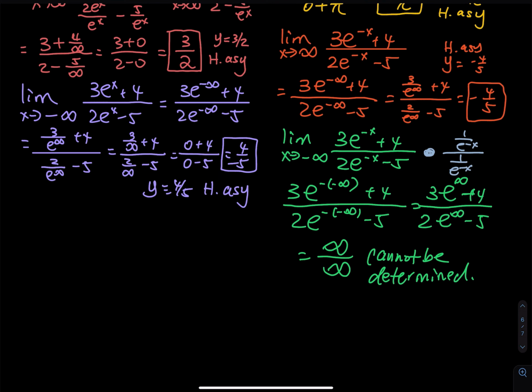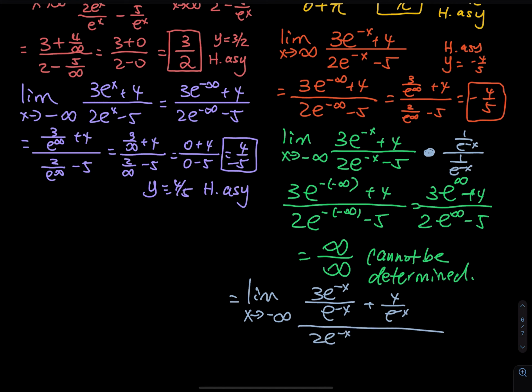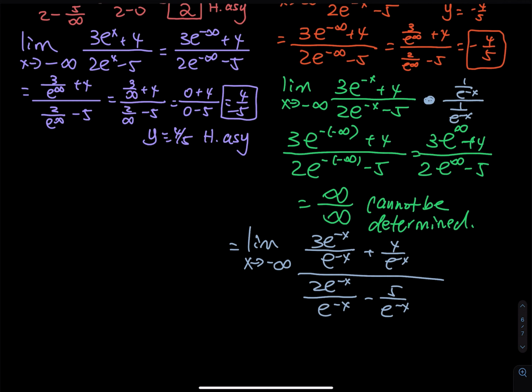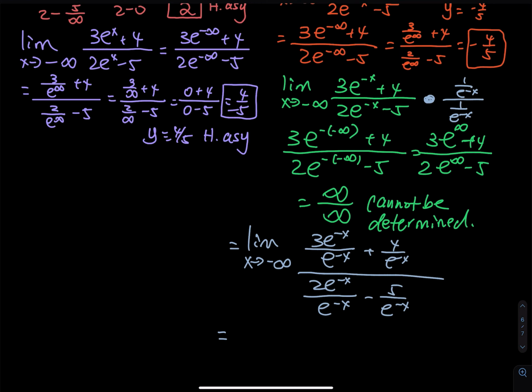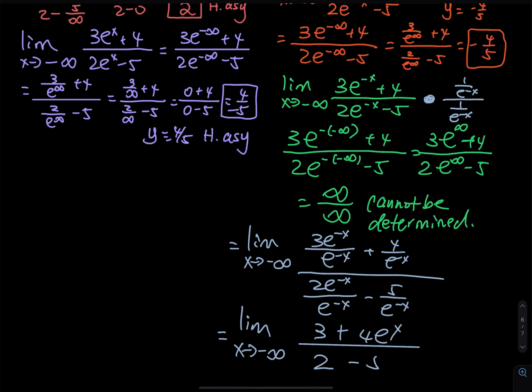And then what will happen? We have the limit as x approaches negative infinity of 3e to the negative x times e to the negative x, plus 4 times e to the negative x, and then 2 times e to the negative x times e to the negative x, minus 5, divided by that. So we have negative infinities, and this is a 3, and this is a 2, so we have a plus. We can bring the e up, so 4e to the x minus 5e to the x.